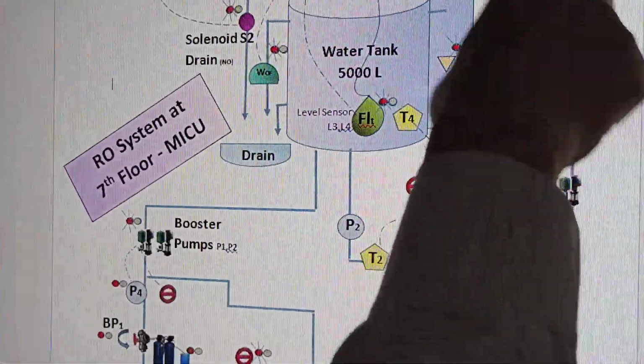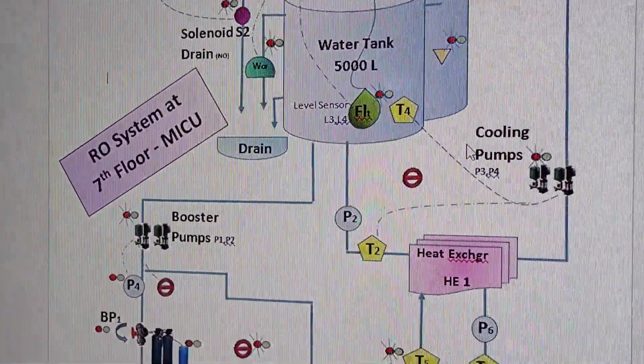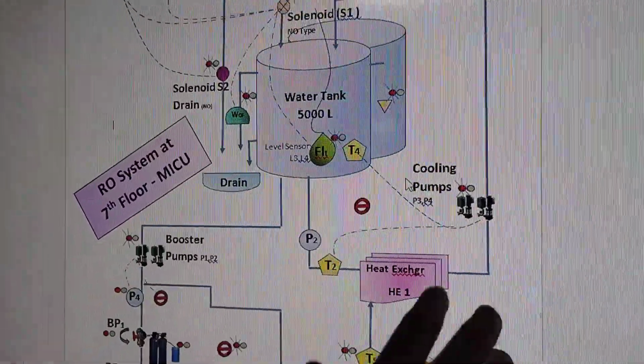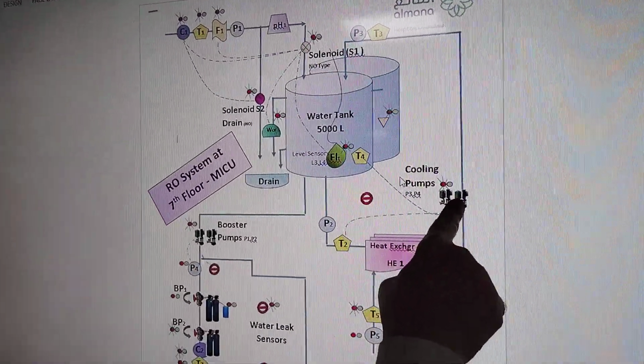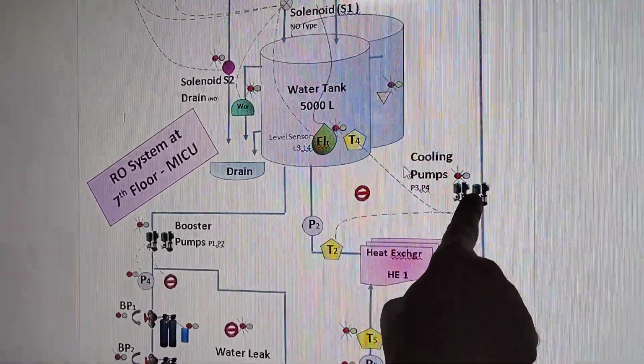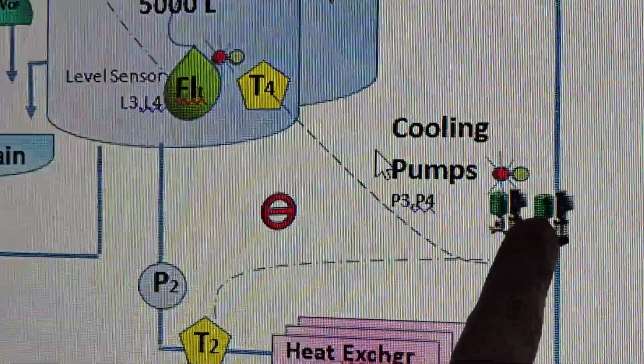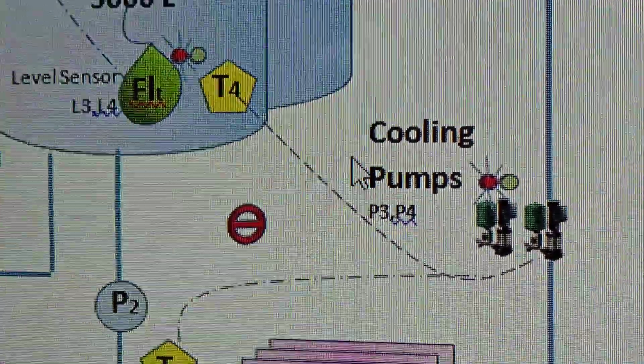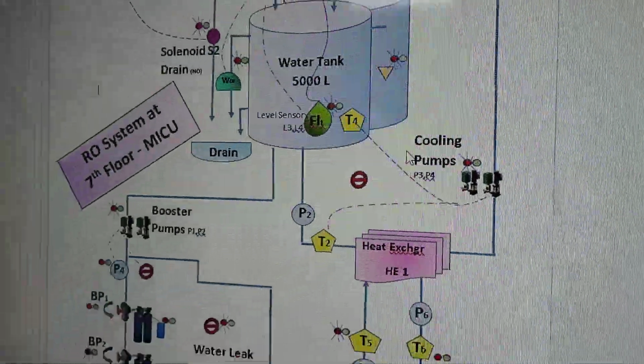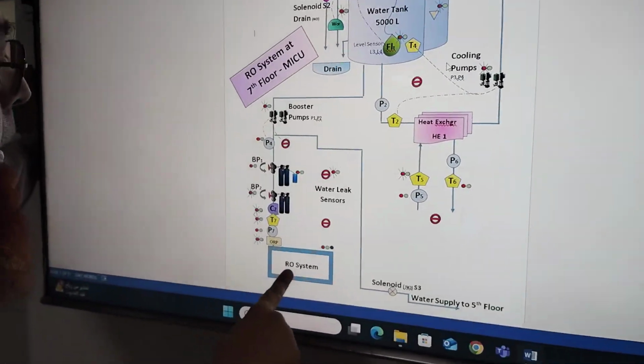And then it will keep on circulating the water till the tank temperature is reached. Once the temperature is reached, these pumps will be off. Okay, and then the next line is another line which is going to the RO system for the 7th floor, for the ICU, medical ICU.